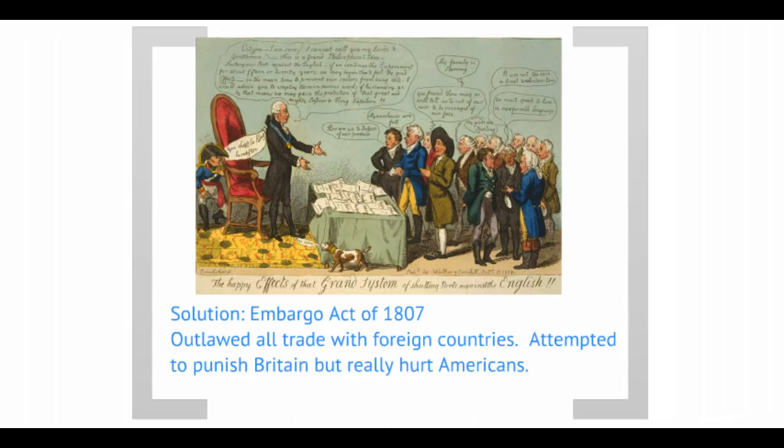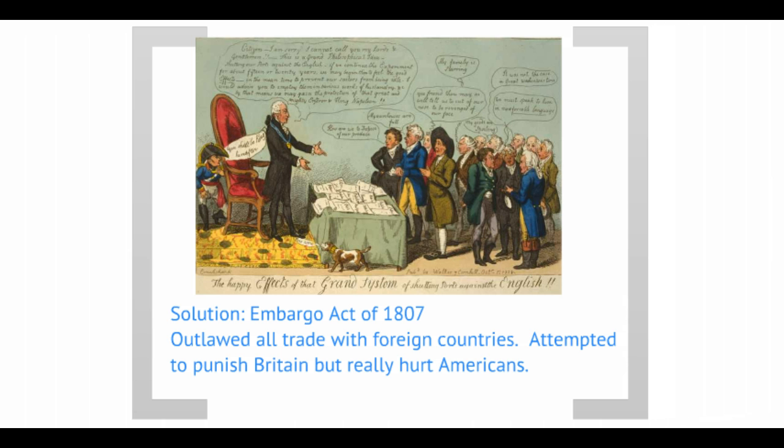And what this meant, and you can see here the Embargo Act of 1807, when you place an embargo on something, you refuse to sell them goods. So the logic was Great Britain would stop impressing American sailors because they needed the goods that Americans were selling them.